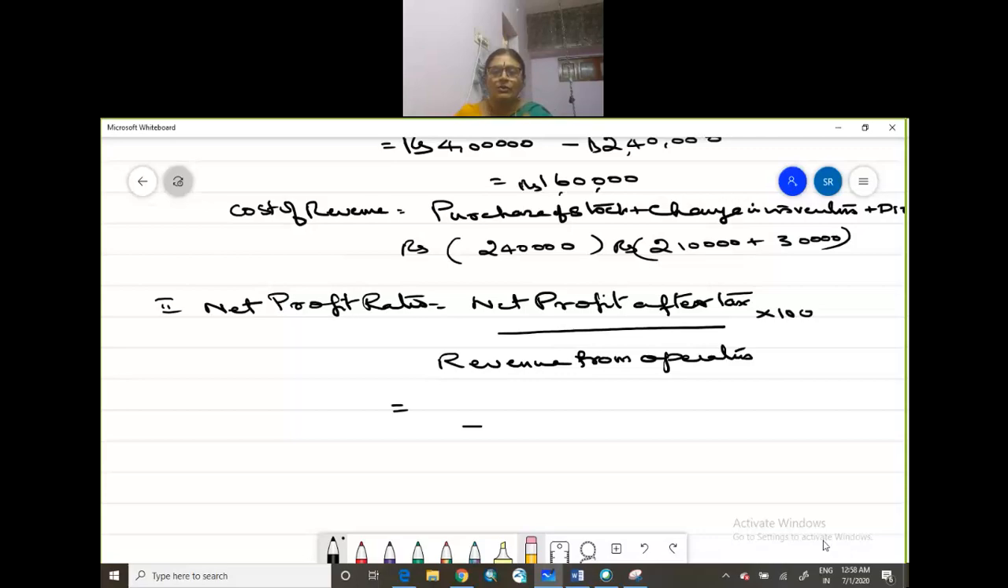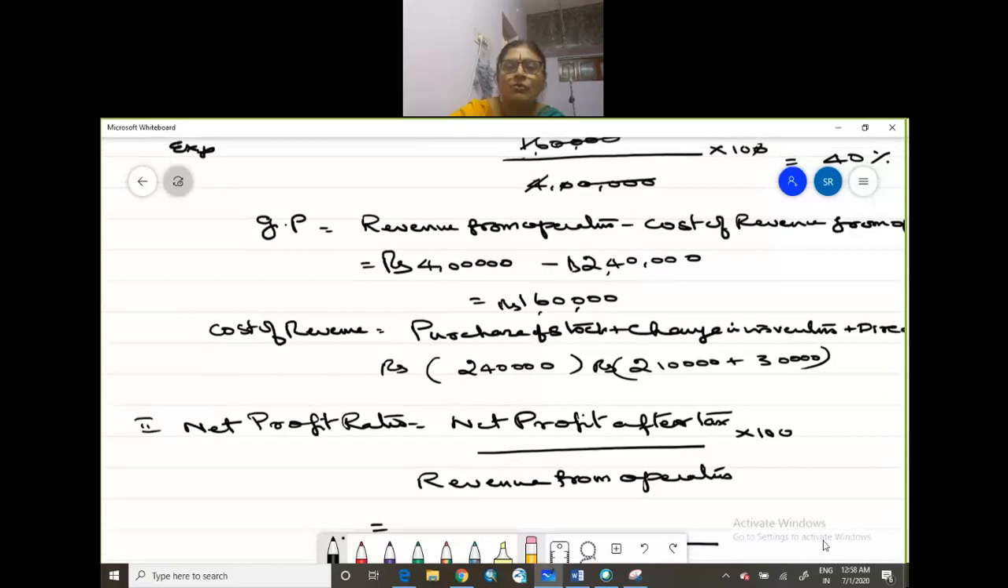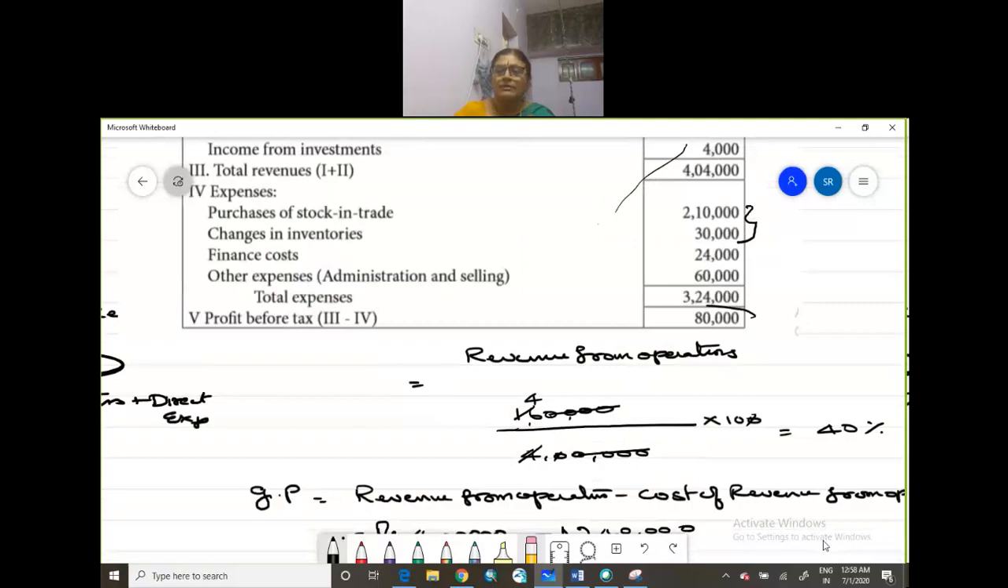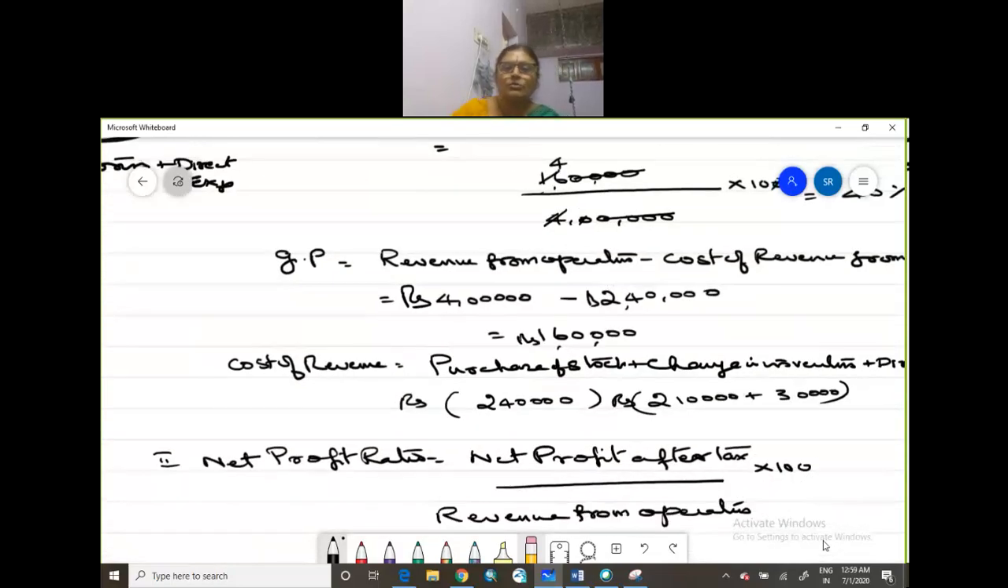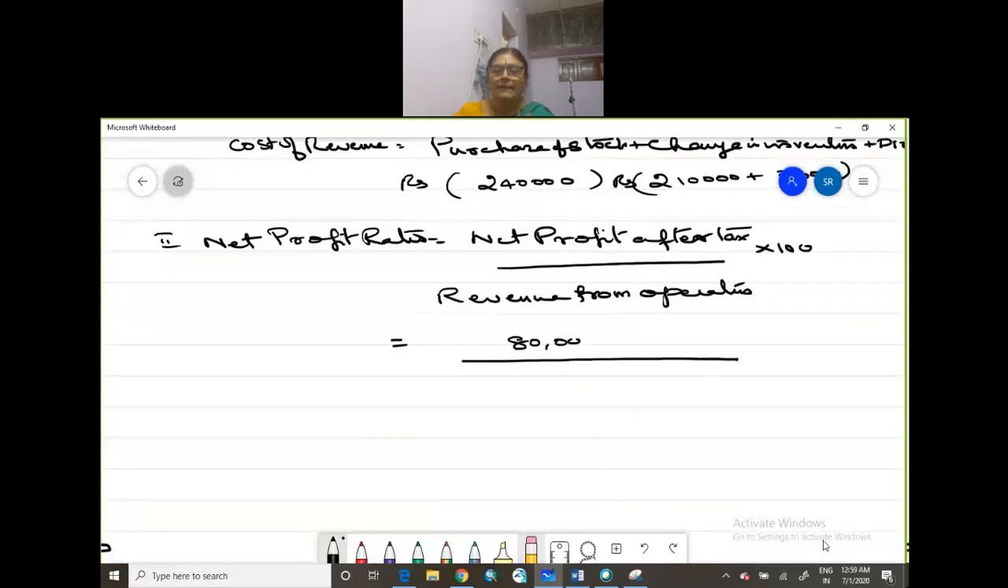Revenue from operations we already know is there in the problem: 4 lakhs. So what is your net profit here? 80,000. Let us assume that there's no tax. So 80,000 divided by 4 lakhs into 100. Zeros cancel, 4 goes here 2 times, so that is 20%.